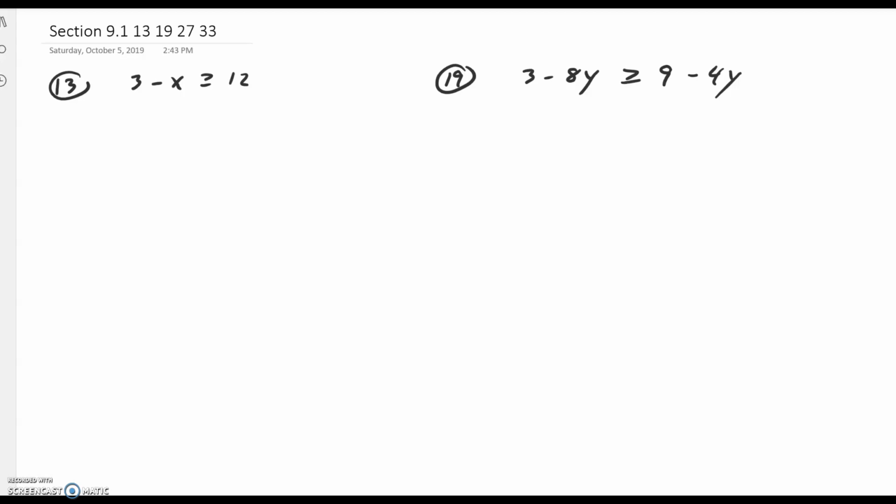The algebraic rules for solving an inequality are almost the same as for solving an equation. The only difference is when you're multiplying both sides or dividing both sides by a negative number. In that case, you have to remember to switch around the inequality sign. So I'm going to take away a 3 from both sides. Adding or subtracting any number is okay.